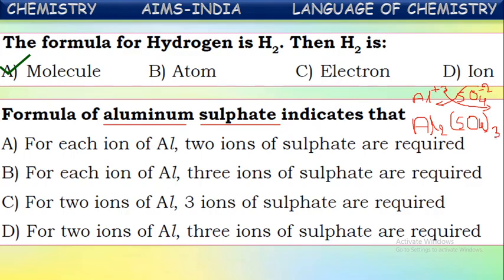Now see the options, or if you observe once again the formula, there are 2 ions of aluminium and 3 ions of sulfate, where it is mentioned 2 aluminium ions and 3 sulfate ions are required. Okay, which is the correct answer now? Yes, here. 2 aluminium ions and 3 sulfate ions are required for the formation of one molecule of aluminium sulfate.